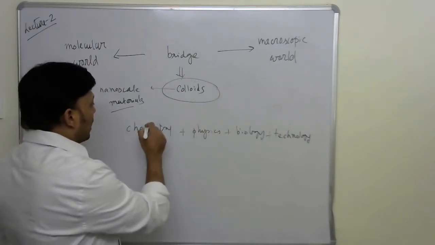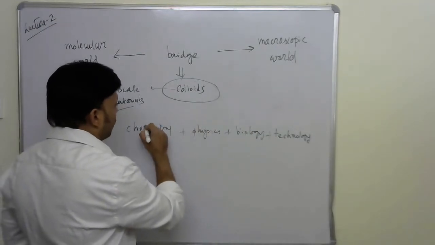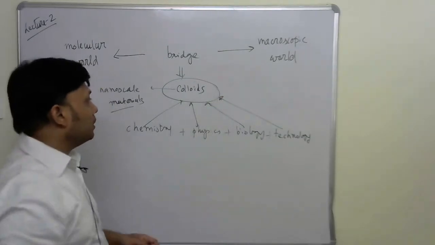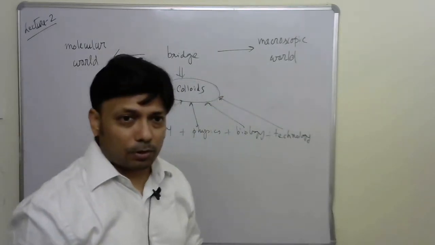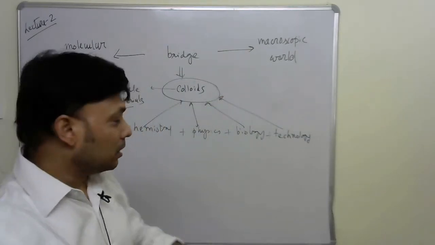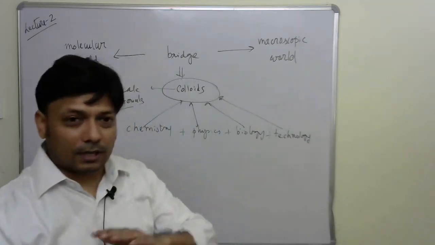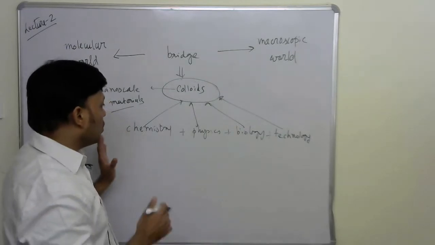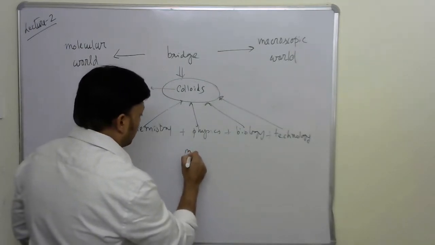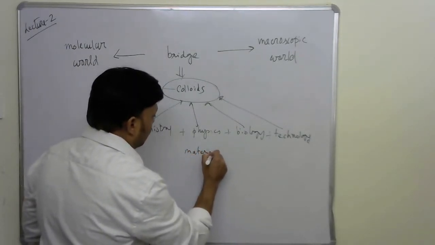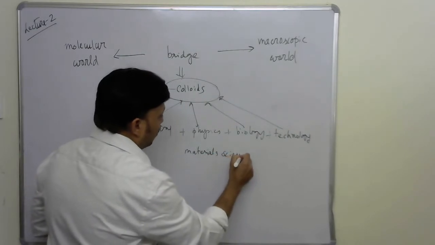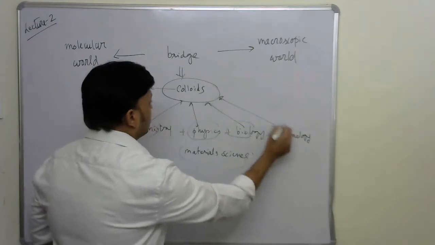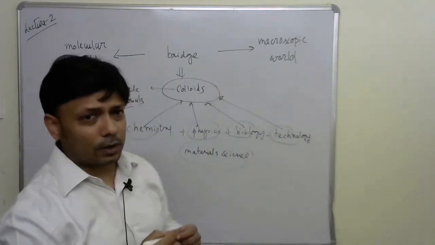So colloidal science comprises chemistry, physics, biology, and technology. It is really a multidisciplinary field, and you cannot demarcate that this is physics and this is biology. It's nothing like that. And also basically the material science overall. All these subjects are associated in this colloidal domain.